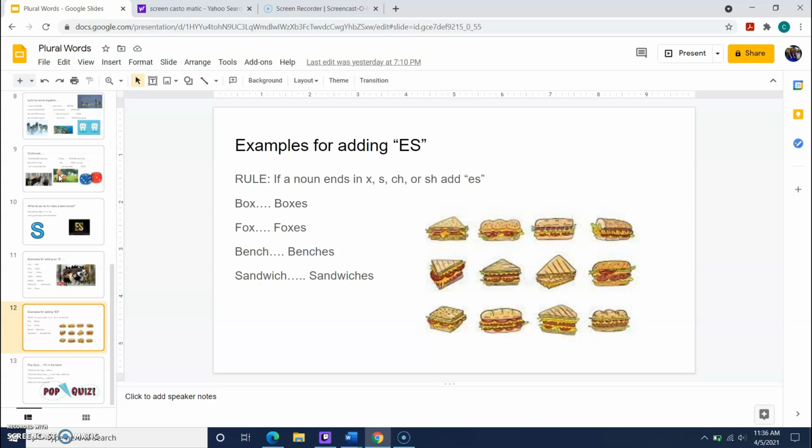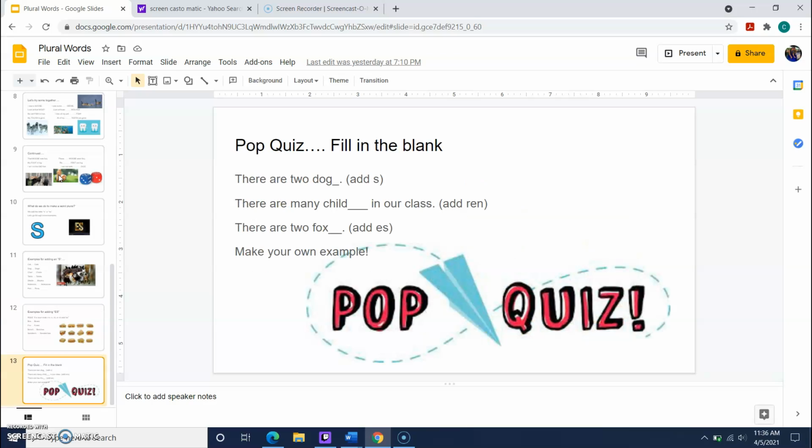All right, is everyone done? Okay, we're going to go over the answers together, okay? All right, so the first question, this is fill in the blank, okay? So it says there are 2 dogs. So we want to make that plural, okay? So all we have to do is add the S because it's a regular noun.